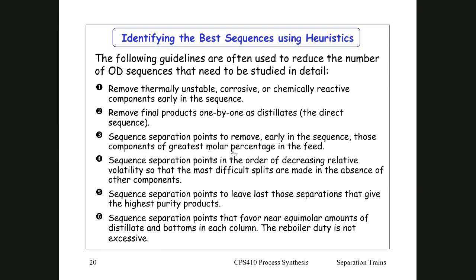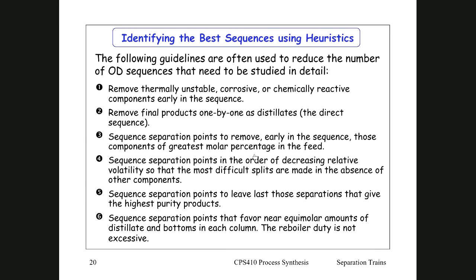So let's go to number 3. Sequence separation points to remove early in the sequence those components of greatest molar percentage in the feed. Right, so if you've got A, B, C, D, and D is a large molar percentage, you would want to remove that as quickly as possible. You might be able to remove it immediately if it was A, B, C, D, or if C had the highest molar percentage, you would be able to remove it in the second distillation column, because you can remove C, D, and then you can remove C.